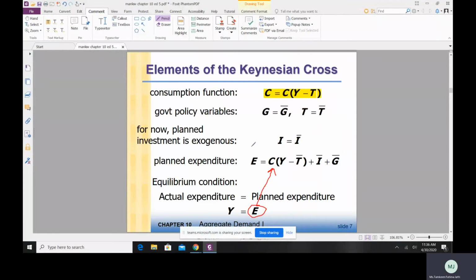Now if we look at this again, the equation of E is this: I is constant, G is constant. If you remember what slope is, if you want to calculate the slope of this curve, the slope is going to be equal to MPC in this particular case.